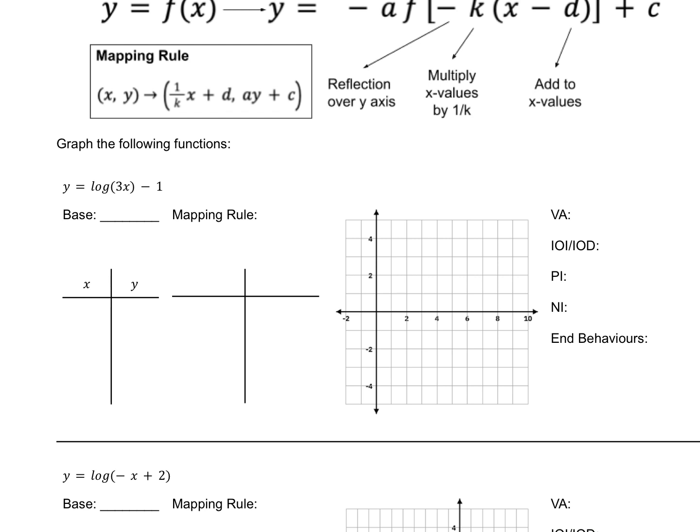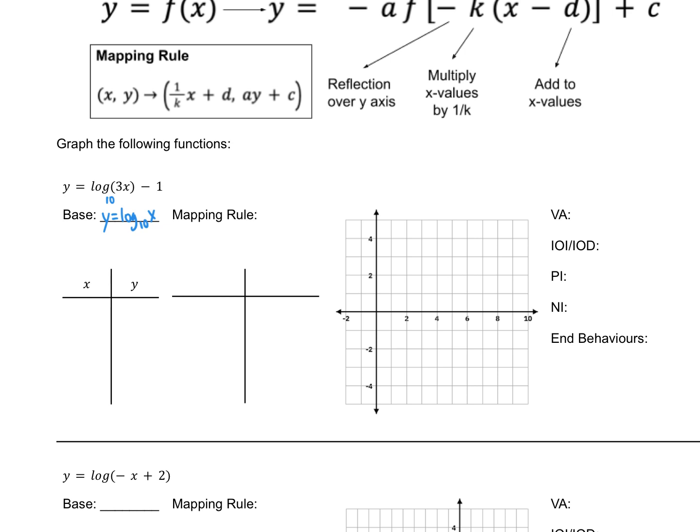We're going to start with y equals log of 3x minus 10. Now remember, if you don't see a base, the base is automatically 10. Now your base function, the one that has not been transformed, is just y equals log base 10 of x. Now, how are we going to graph this?